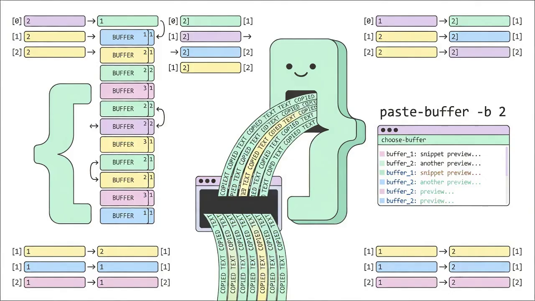For scripted control, the paste-buffer command with a -b flag lets you pick a specific index, while choose-buffer opens an interactive picker, showing every saved buffer with previews. The rule is absolute. The newest copy is always buffer 0, and older entries shift up the stack.